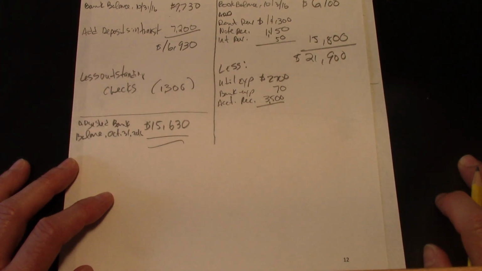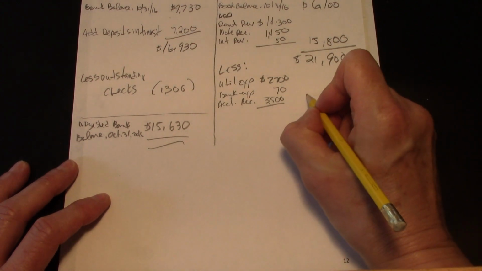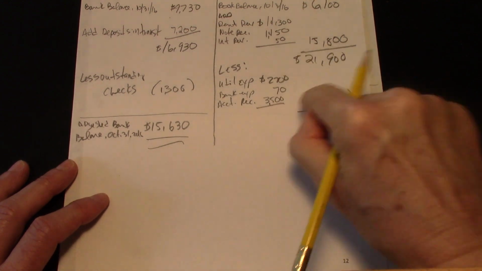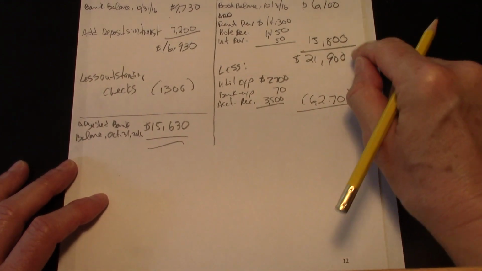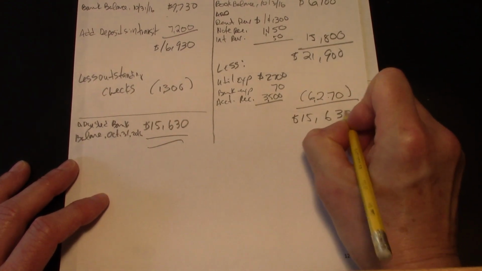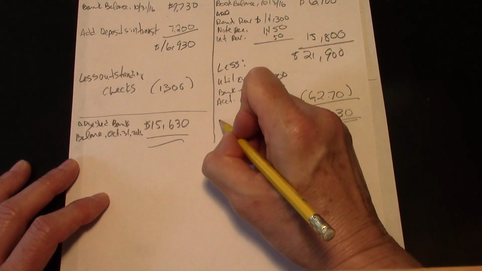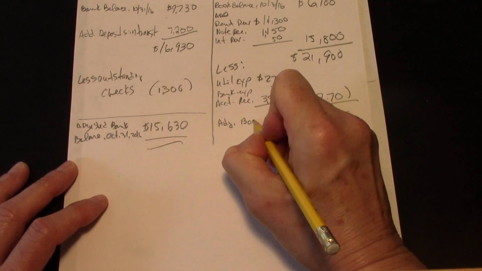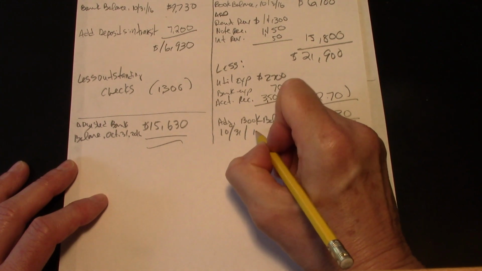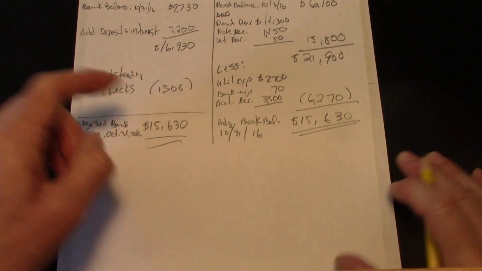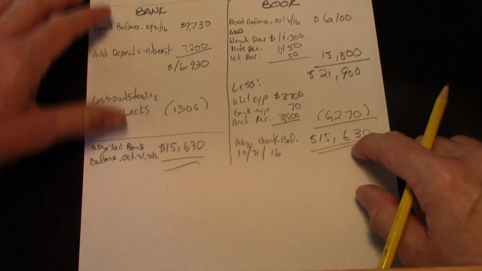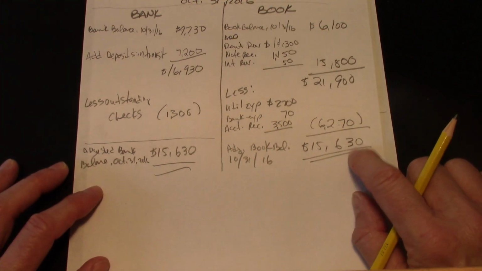All right. So 2,700 plus 70 plus 3,500 is 6,270. Right? Add those up, they equal 6,270. 21,900 minus 6,270 equals 15,630. And of course that is the adjusted book balance 10/31/16. All right, so as you can see, our two balances are 15,630. That's the amount that should actually be on the books. Right? That should be our ledger balance.